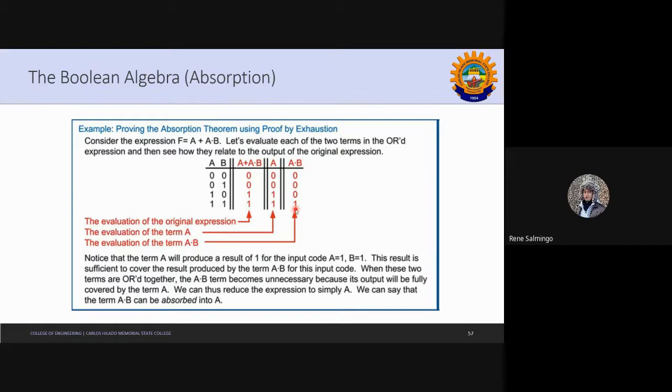The term A will produce a result of 1 for the input code of A equals 1, B equals 1. So this result is sufficient to cover the result produced by the term A and B for this input code. When these two terms are ORed together, A and B becomes unnecessary because the output is fully covered by the term A. So we can reduce the expression to simply A. It means that A and B can be absorbed into A.